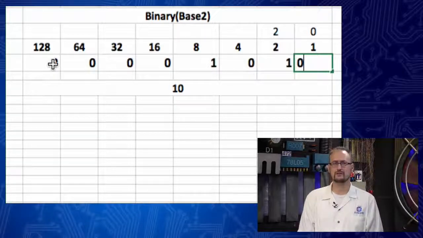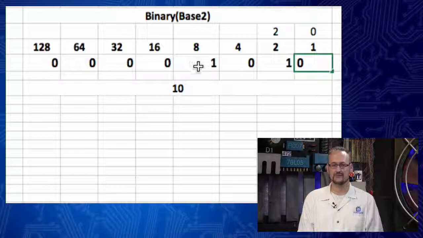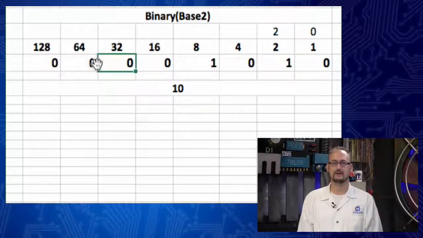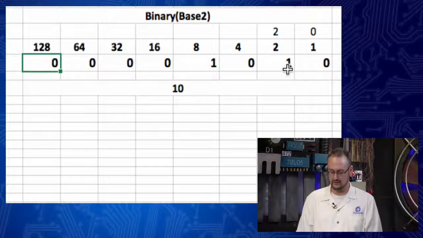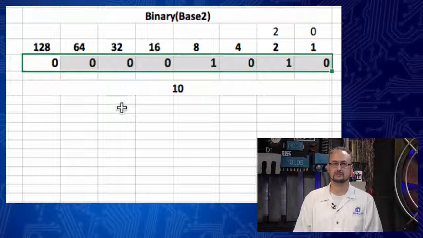So notice that we went through each one of these place values, and what we end up with is 0, 0, 0, 0 in the first 4 bits, then 1, 0, 1, 0. So 10 converted from decimal notation into binary notation. It's very simple, right? But let's not stop there.